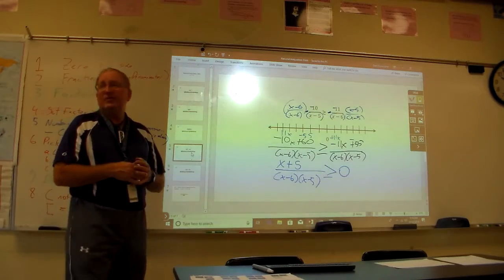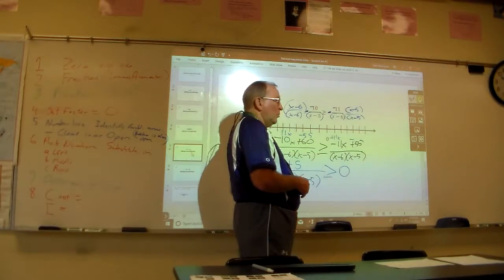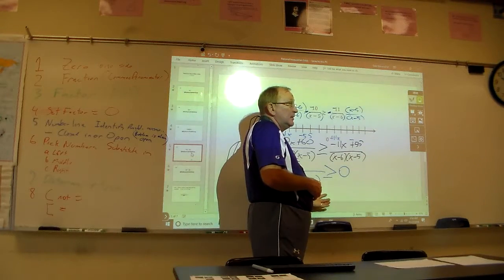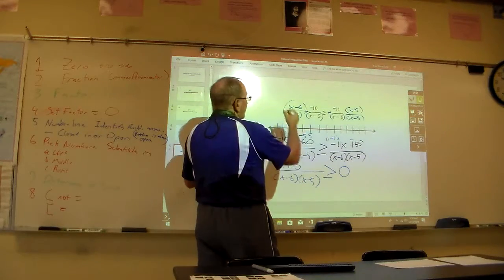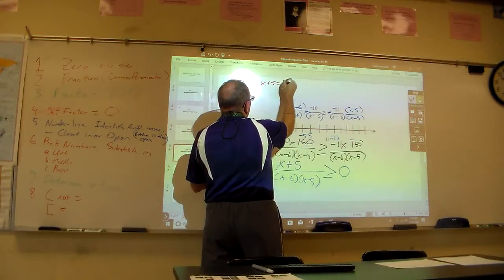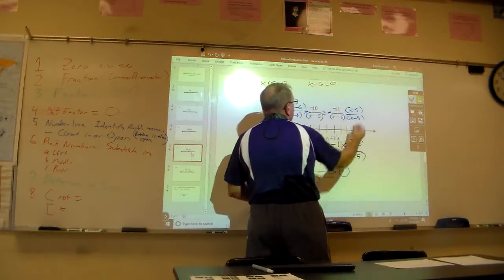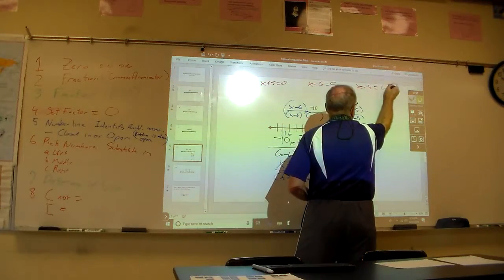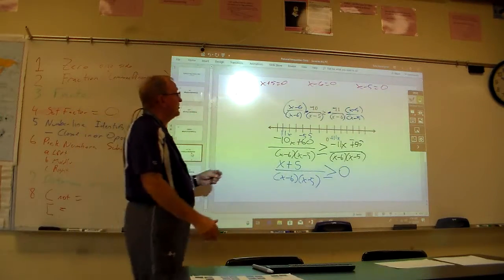Woohoo! What was the next step once I get it here? So remember, once I get it here, they're factored, right? Set them all equal to what? 0. I need to do x plus 5 equals 0. I need to do x minus 6 equals 0. And I need to do, guess what? X minus 5 equals what? 0. Everybody got it?